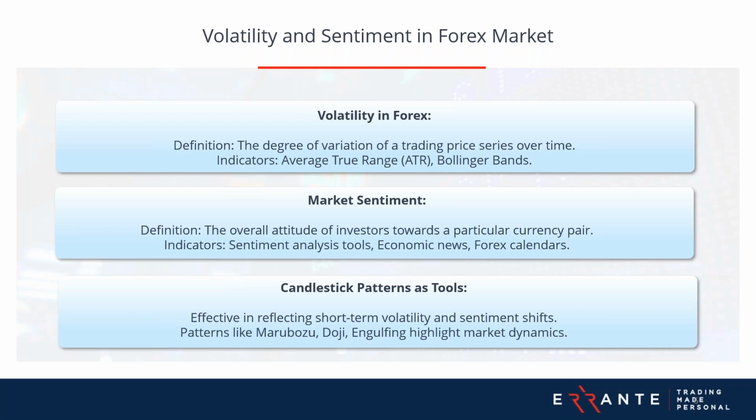So as we embark on today's webinar, let's first revisit some key concepts from our previous session on volatility and sentiment in the Forex market. We discussed that volatility in Forex represents the degree of variation of a trading price series over time, a critical aspect that can indicate market stability or turbulence. We looked at indicators like the average true range and Bollinger Bands, which help traders gauge market volatility and manage risk effectively. We also examined market sentiment, another important concept in Forex trading.